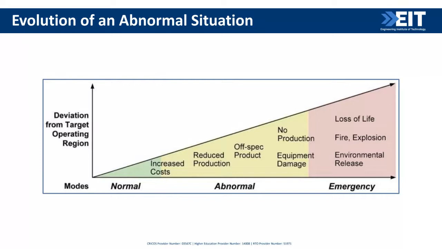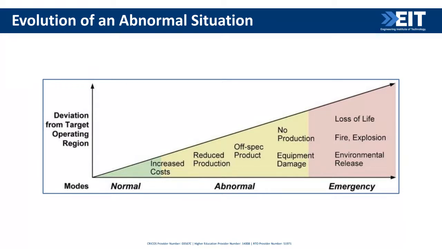But as it starts to go into the yellow region, that's where the process plants will start to see increased cost. There might be a reduction in production, or it might lead to off-spec product. And finally, within that yellow region, we might see no production and equipment damage. So that is where the other layers of protection start to come in. And then when it goes into that emergency mode, that's where you have gone into the mitigation layer, where there could be loss of life or fire or explosion or other environmental releases.